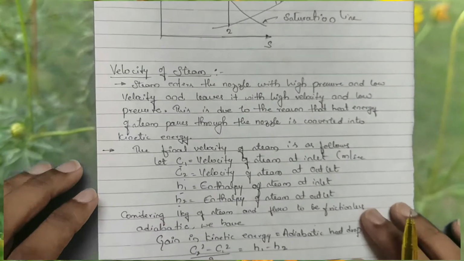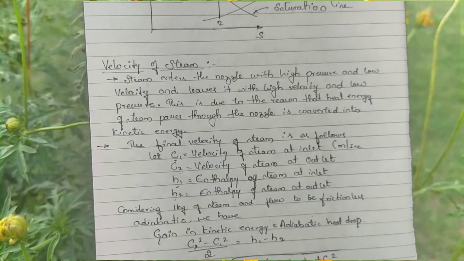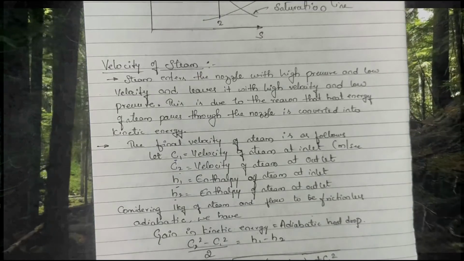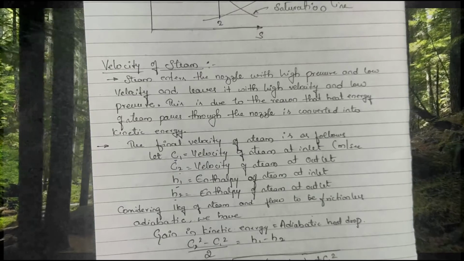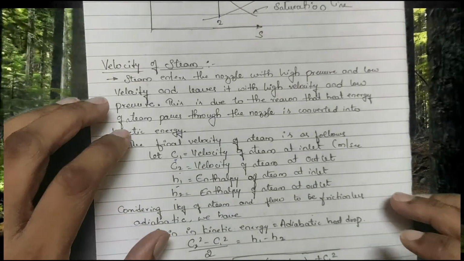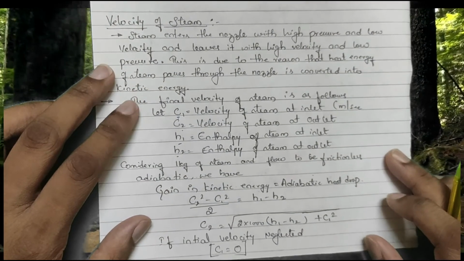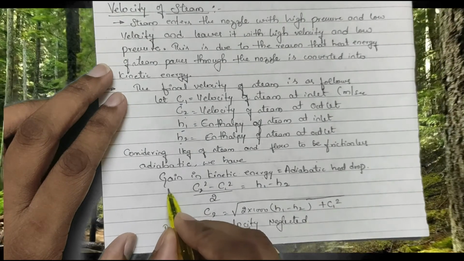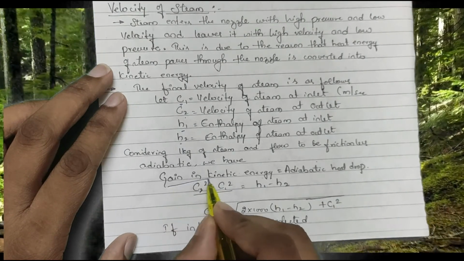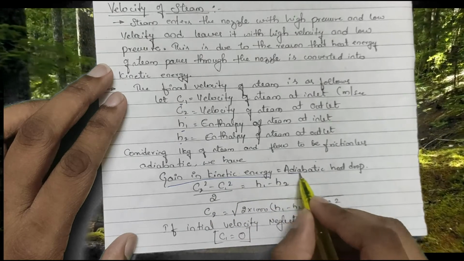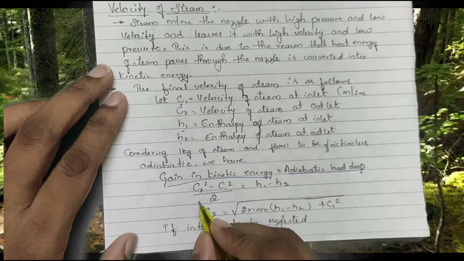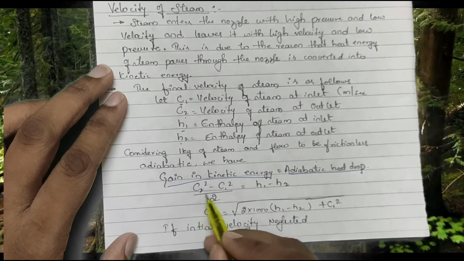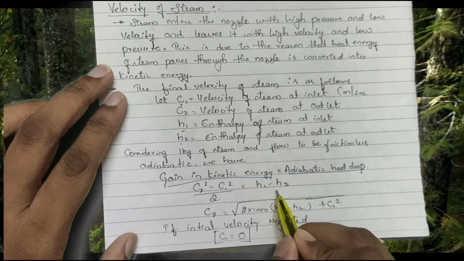Next is velocity. You have to find out the velocity. The velocity at the inlet is very low and the velocity at the exit will be higher. How can you define velocity? You have a formula: kinetic energy gain is equal to adiabatic heat drop. Here C is velocity and H is enthalpy. So (C2 square minus C1 square) by 2 is equal to H1 minus H2.